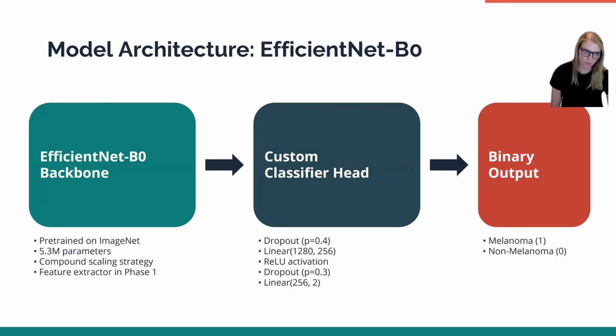So the architecture that I chose is the EfficientNet-B0. It's pre-trained on ImageNet and it has 5.3 million parameters. You can use the compound scaling strategy and use it as a feature extractor in phase 1. We then used a custom classifier head with a dropout of 0.4, a ReLU activation, and a second linear layer of 256. Our binary output was either that the image was melanoma or not melanoma.